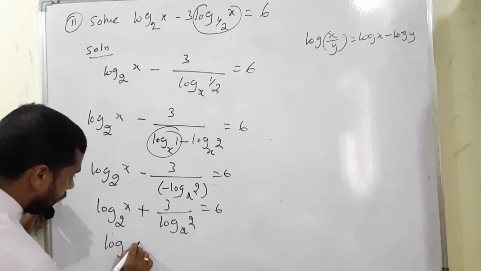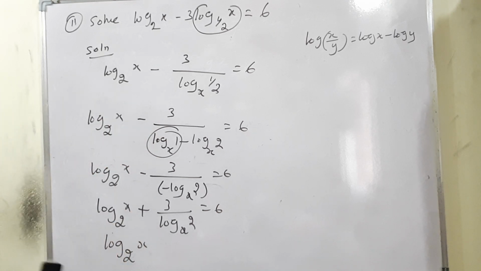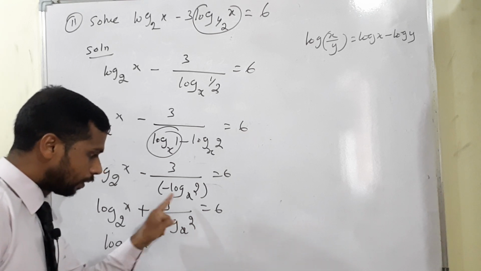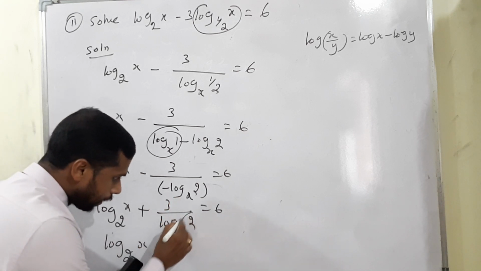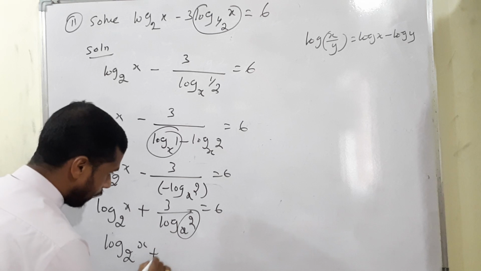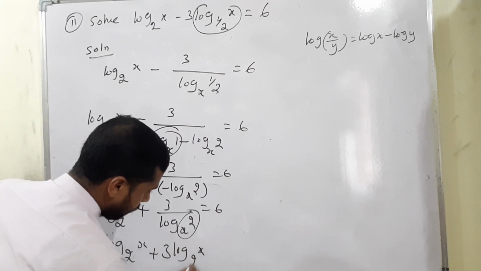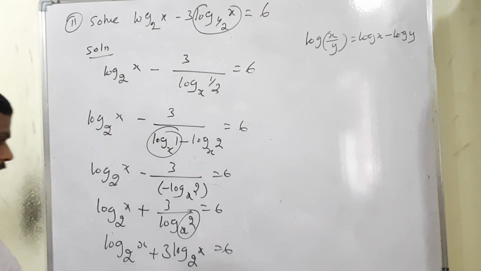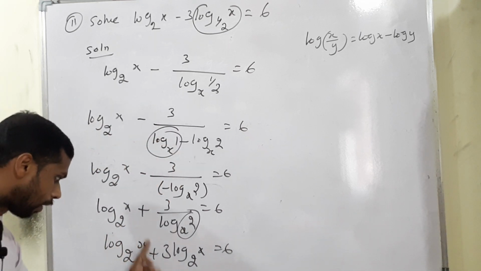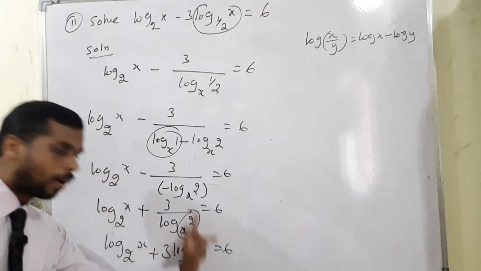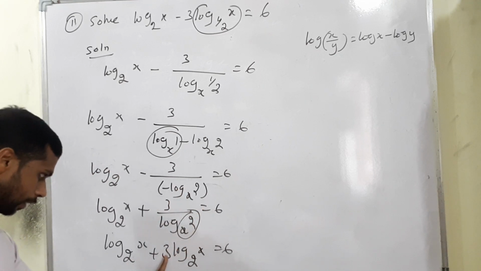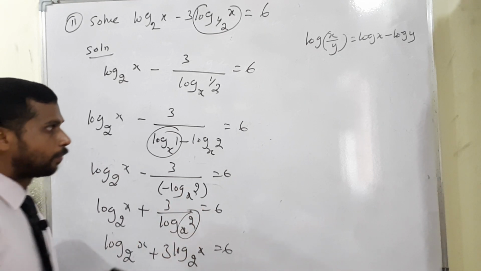Again, the denominator comes to the numerator, so 2 and x interchange. Plus 3 log x base 2 is equal to 6. Now look here: the first term is also log x base 2, and the second term is 3 log x base 2, so they are the same. Now 3 plus 1 is 4.